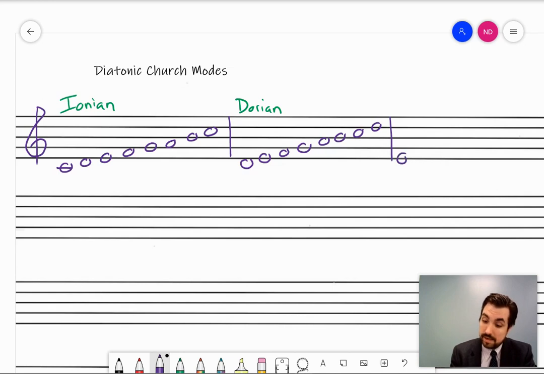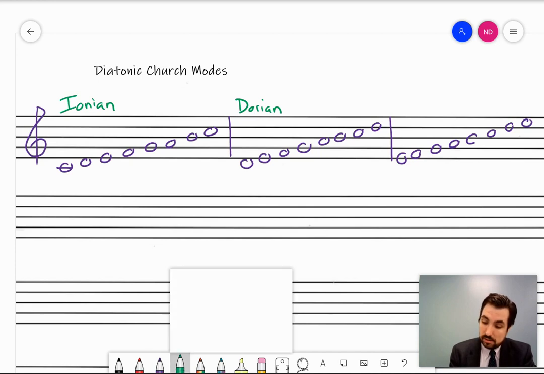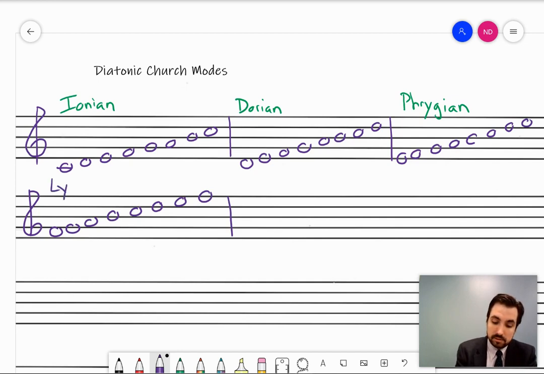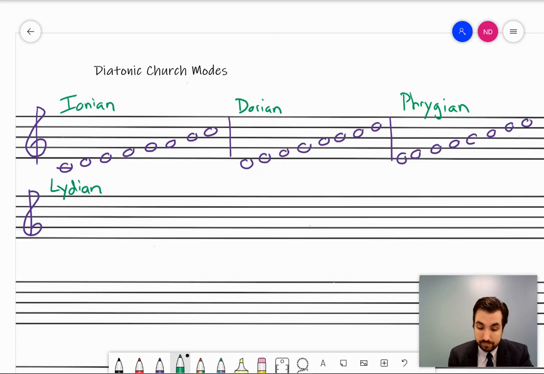Okay, continuing the pattern, if I went from 3 to 3 in any key, from mi to mi, I'm showing you in C, but it could be in any key. Mi to mi, 3 to 3, is what we call Phrygian mode. So make one of these for each degree of the scale. Now from fa to fa, or 4 to 4 in any key, it is called Lydian mode.